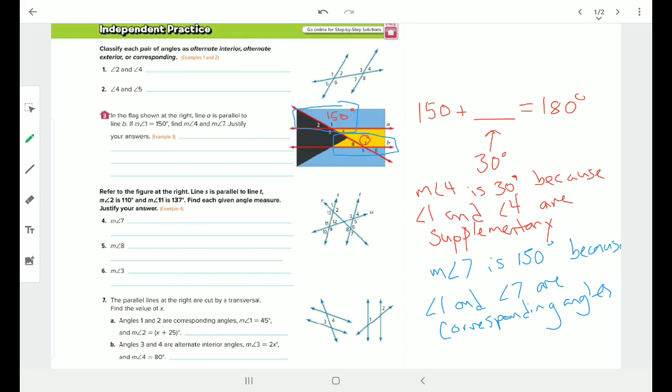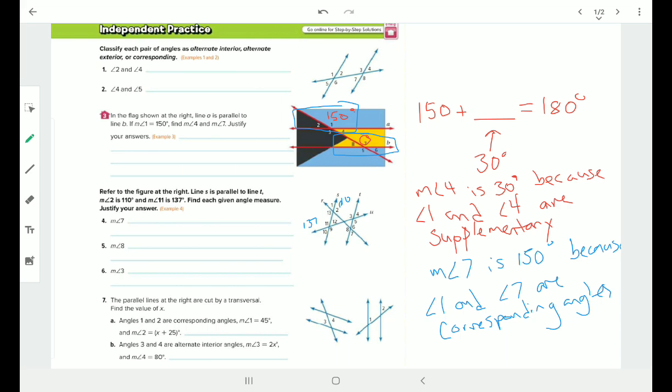Okay? So for 4, 5, and 6, we have to refer to the figure at the right. It says line S is parallel to line T, and then we have these transversals that go through it. The measure of angle 2 is 110 degrees, and the measure of angle 11 is 137. I would just go ahead and write in those numbers. That way I don't forget them. And I already messed up writing the wrong number. So angle 2 was 110, and angle 11 was 137. And we have to give all the other angle measures that are listed here and justify it.